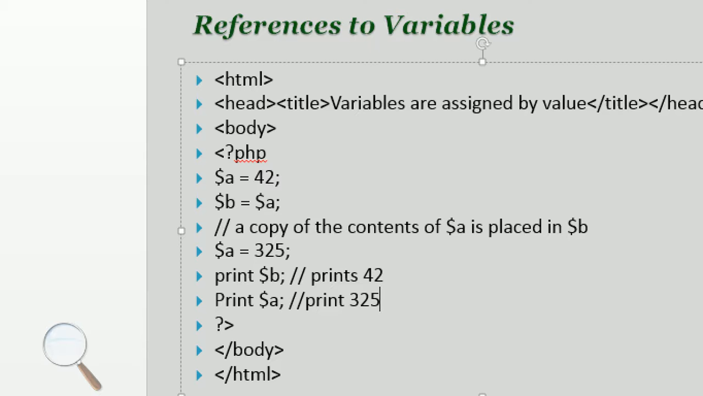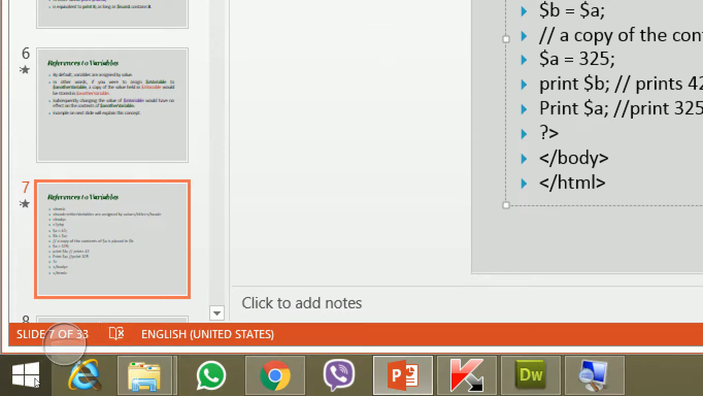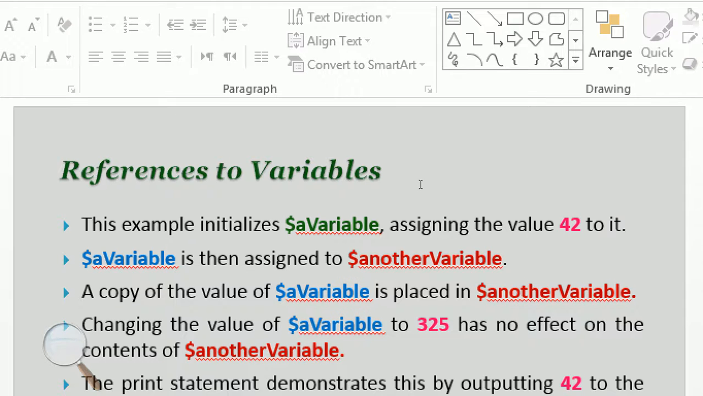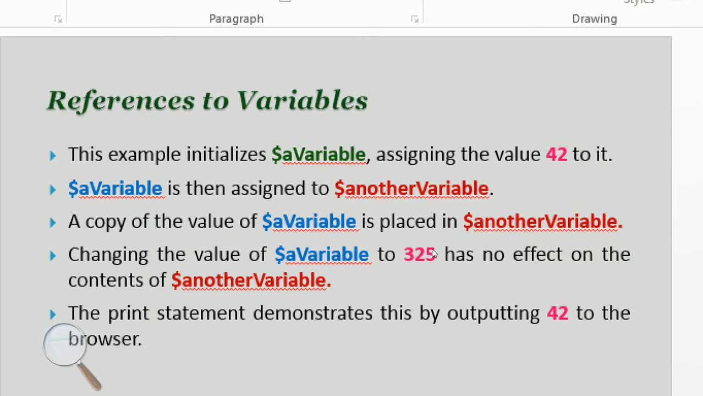325 it will print it. Clear? And if you print the value of A here, so what will it print? 42. Clear? So now let's come to the explanation of this example. Just have a quick read through it. This is the same explanation of the previous example which I explained.